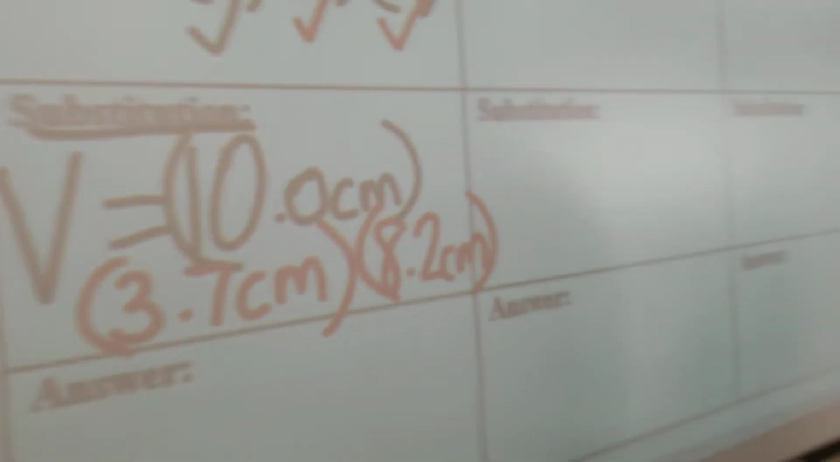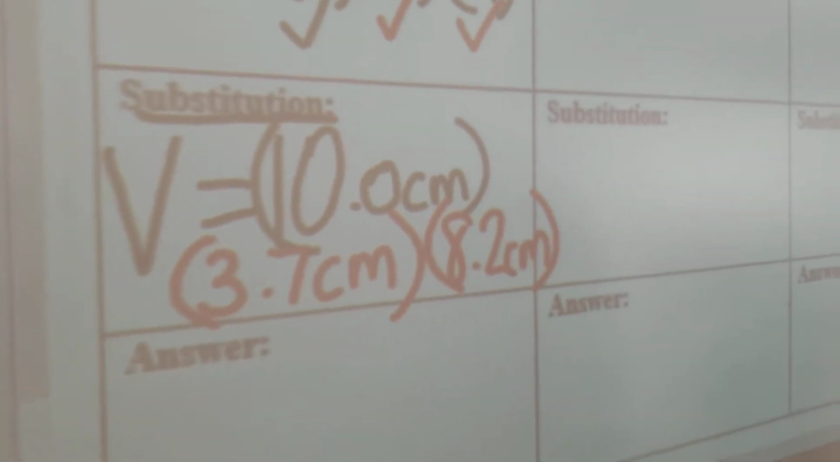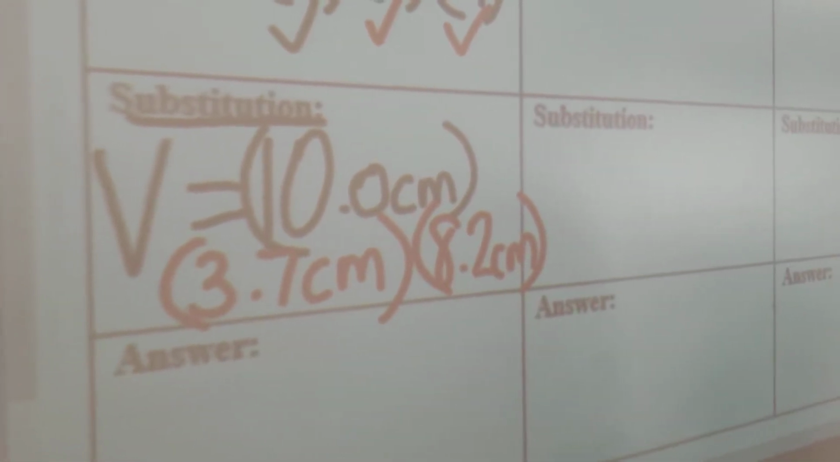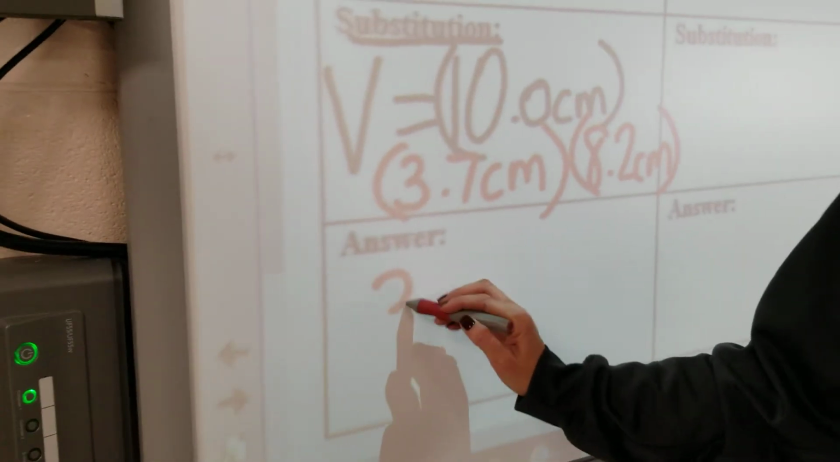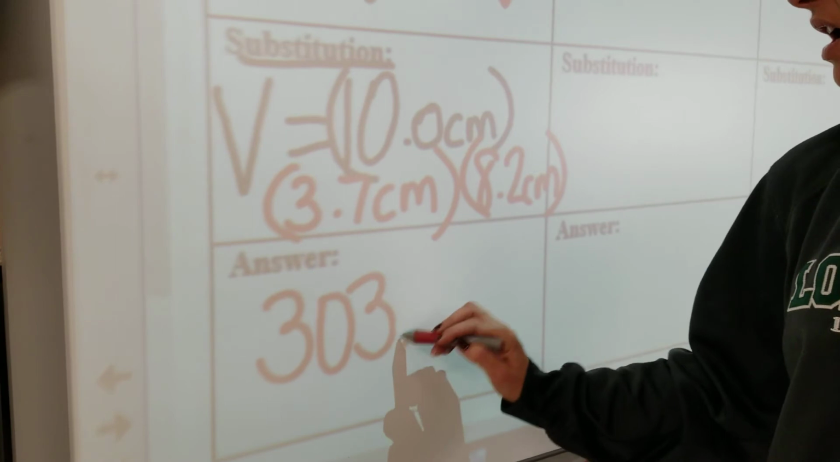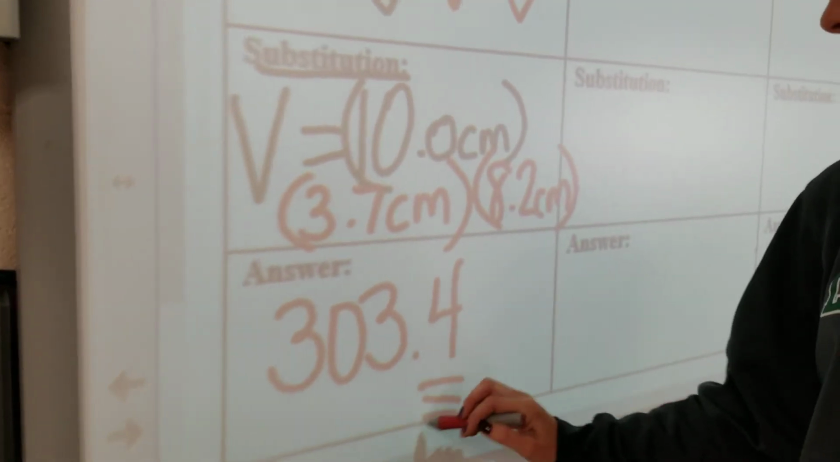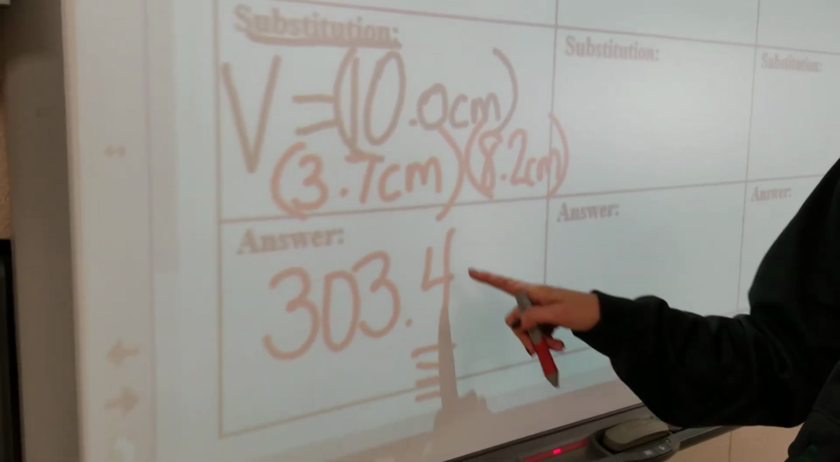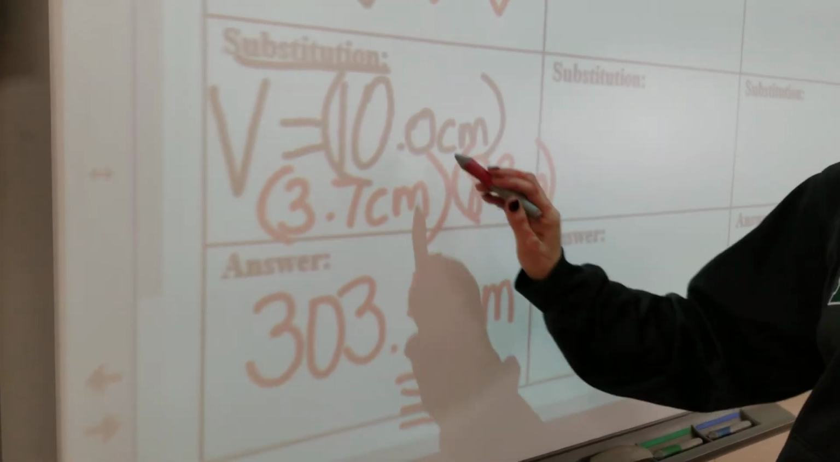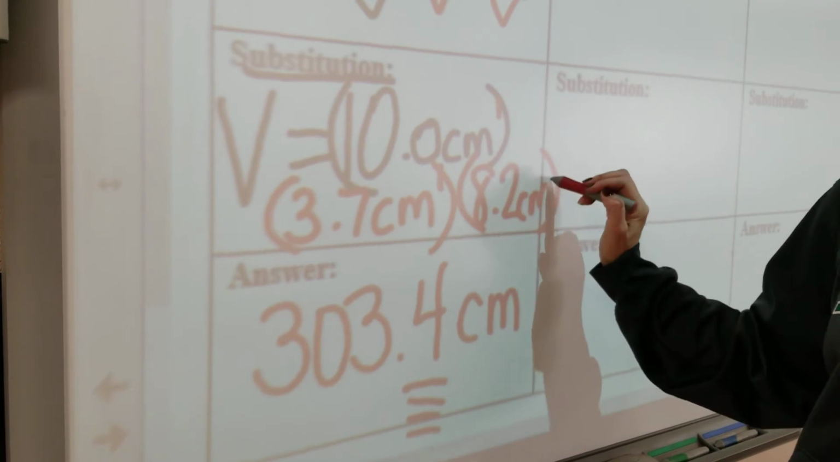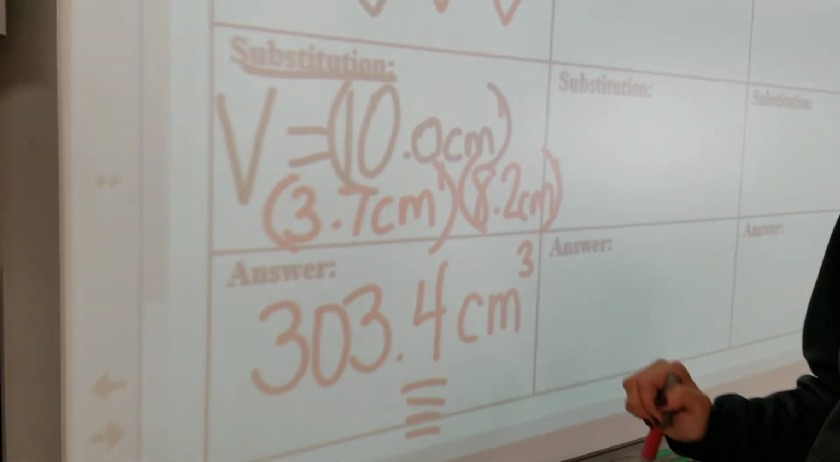So 10 times 3.7 times 8.2. 10 times 3.7 times 8.2 is equal to 303 4/10. I can stop here. There's no other number behind it. This is rounded to the 10th spot. I must place my unit. Centimeter times centimeter times centimeter is centimeters cubed.